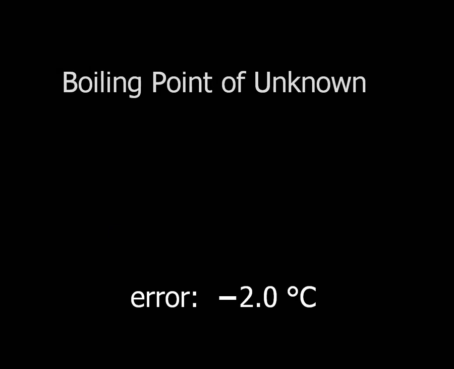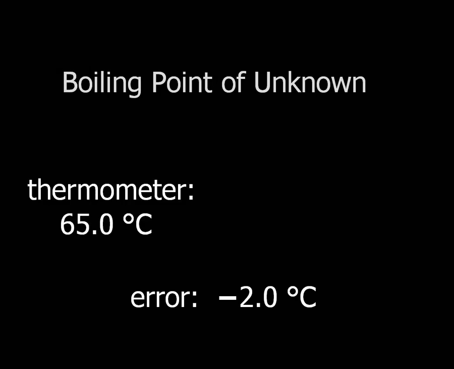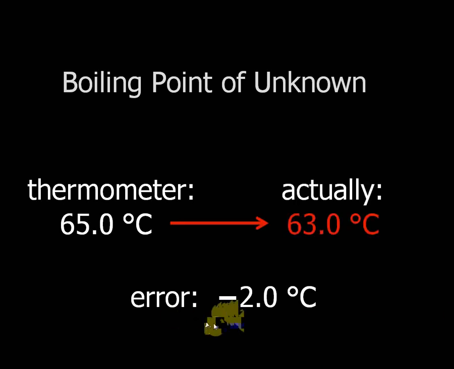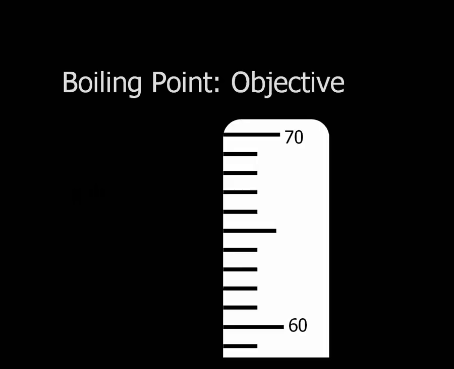So let's say you get the boiling point of your unknown using this error value. Your thermometer says 65.0. Well, we know from using the thermometer that that temperature is actually 2 degrees too high. So we need to subtract 2 degrees, 2.0 degrees. So in reality, a more accurate value of our boiling point is 63.0.